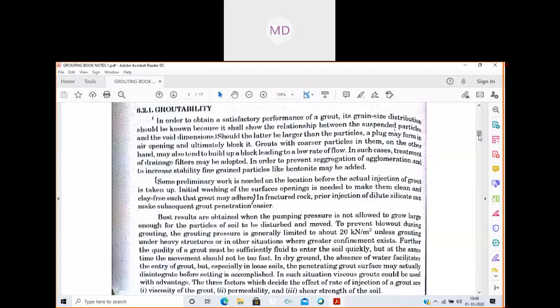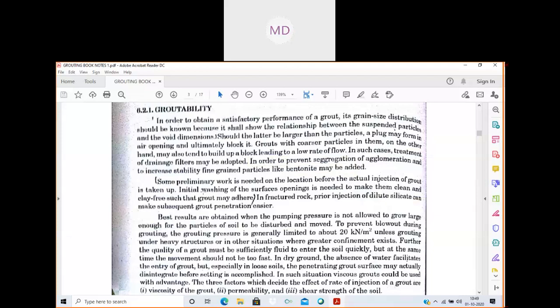The void dimension should be more than the grain size of the grout material. Should the latter be larger than the particle, a plug may form in the opening and ultimately block it. Nothing much to explain here, just see that the void dimension and the grain size have a relationship.